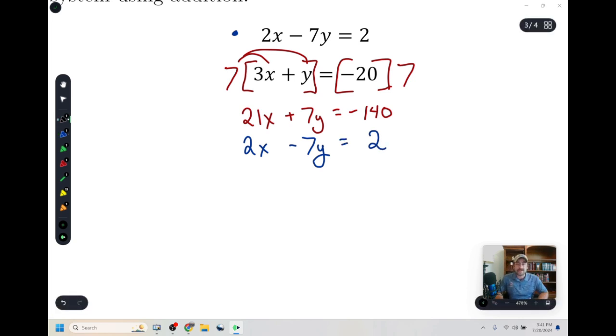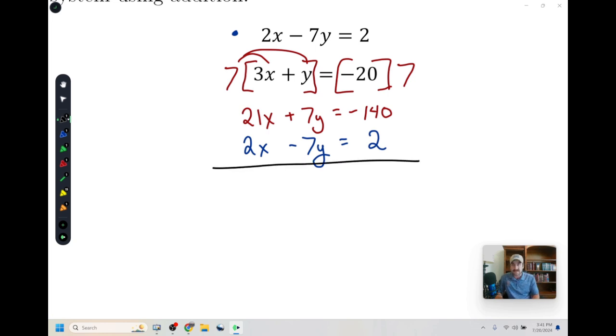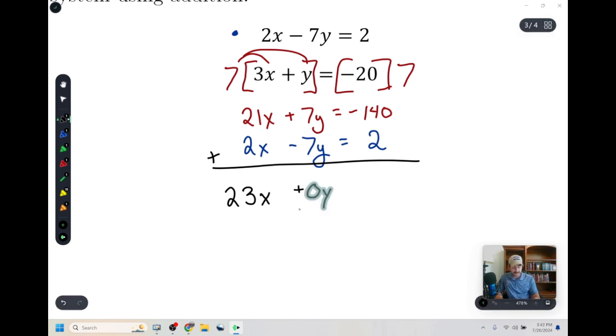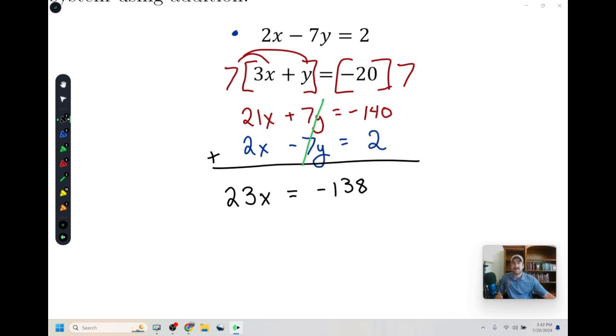Now I've got two equations, and because this is the addition method, I'm just going to add them. I'm going to add them straight down the columns: 21 plus 2 is 23x. 7y minus 7y is 0y, which you don't even have to write. If you don't get something to cancel out, go back and pick a different coefficient to multiply by, because we want something to cancel out. So 23x equals negative 138. Be careful with that. It's a little tough.